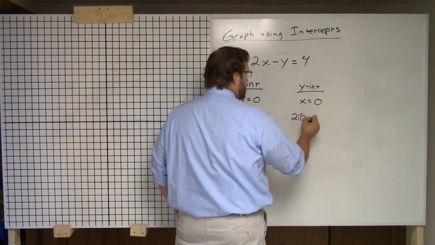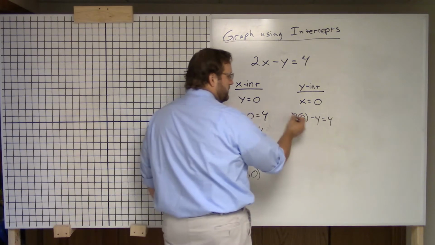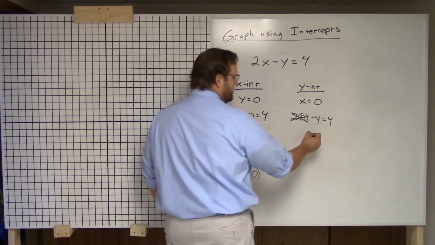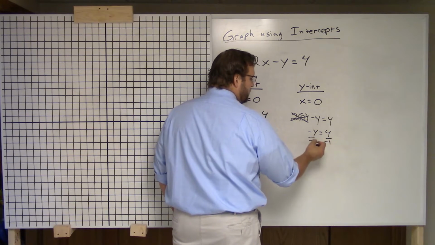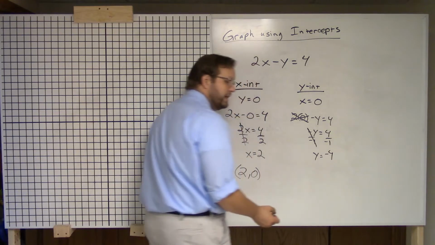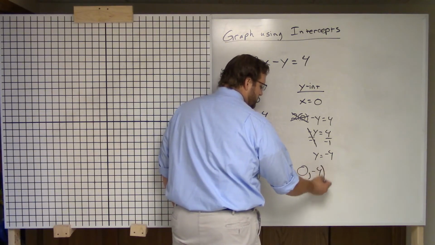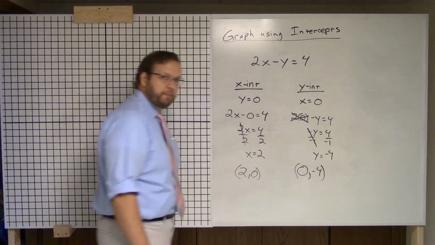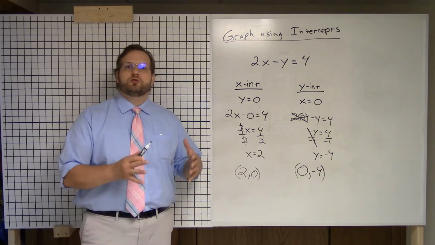2 times 0 minus y equals 4. 2 times 0 is 0, so negative y equals 4. I divide by a negative 1, and y is negative 4. Therefore giving me the point 0, negative 4. I just found 2 points. Specific points, but still 2 points.